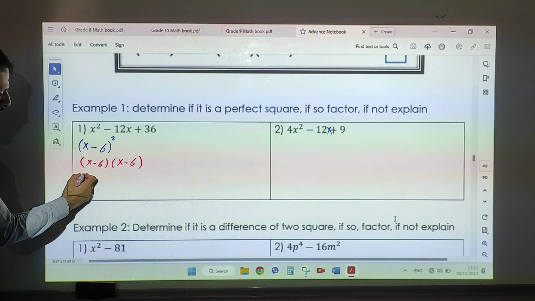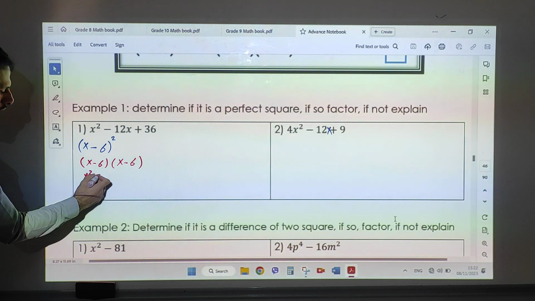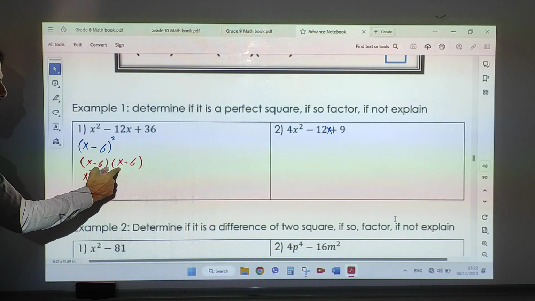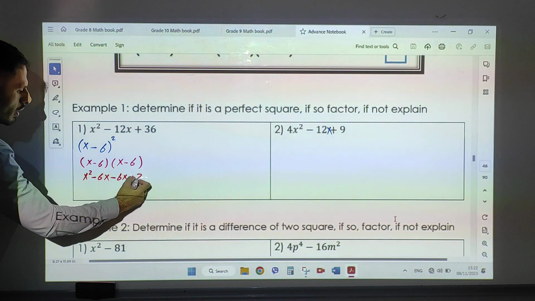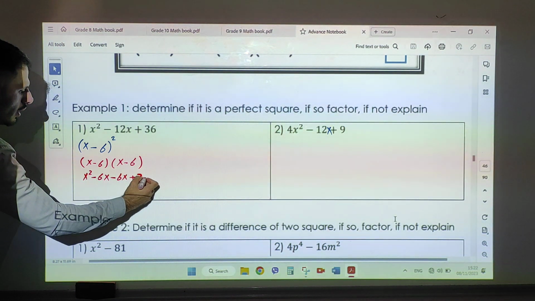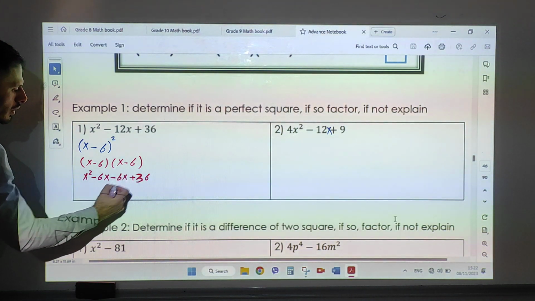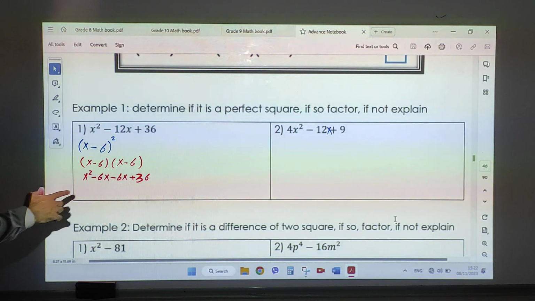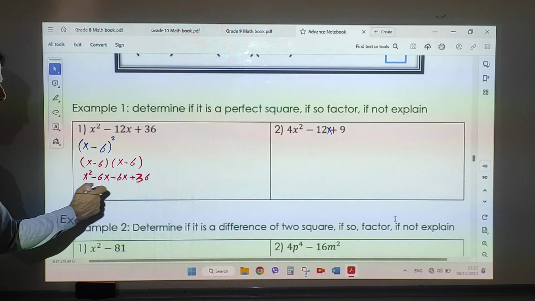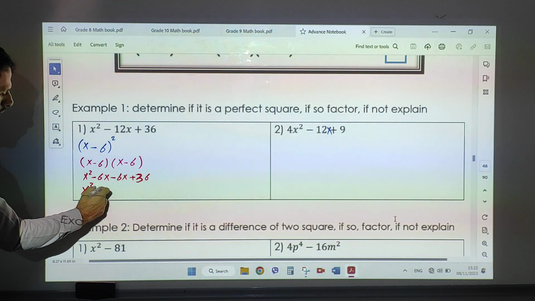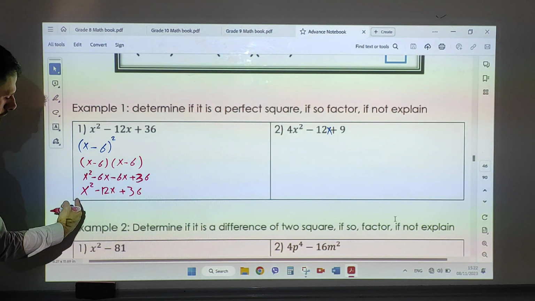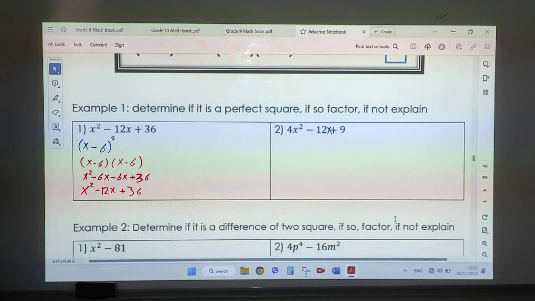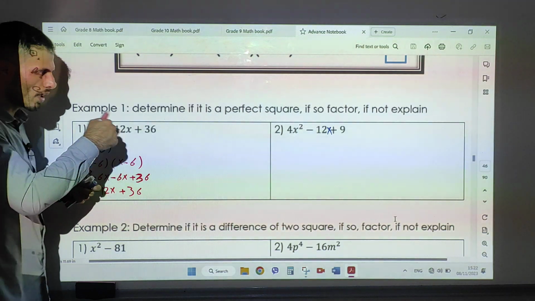X multiply x is x power 2, x multiply negative 6 is negative 6x, then negative 6 multiply x is negative 6x, negative 6 multiply negative 6 is plus 36. We have like terms, negative 6x, negative 6x would be negative 12x plus 36. Is it x power 2 minus 12x plus 36? Yes, that's it. This is correct.